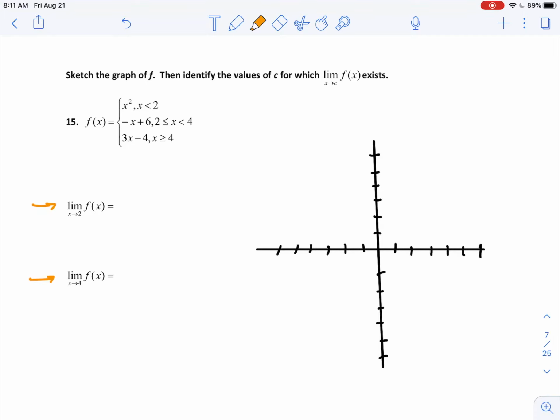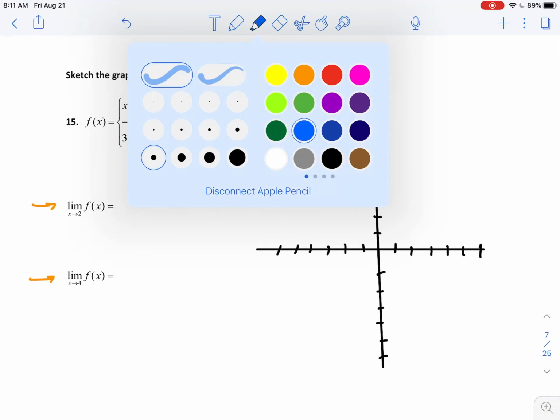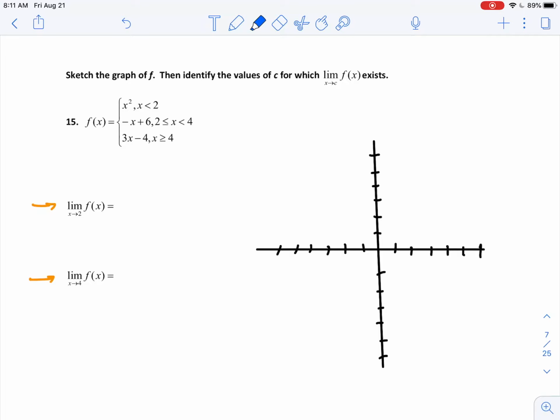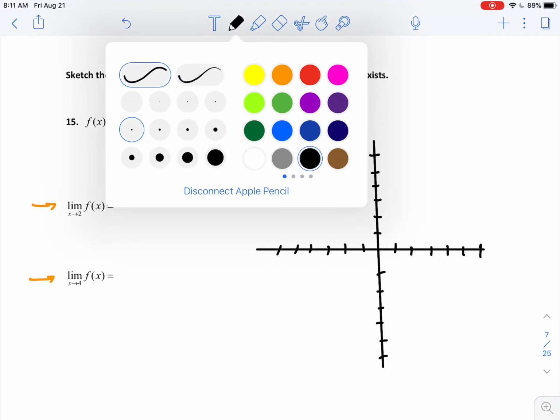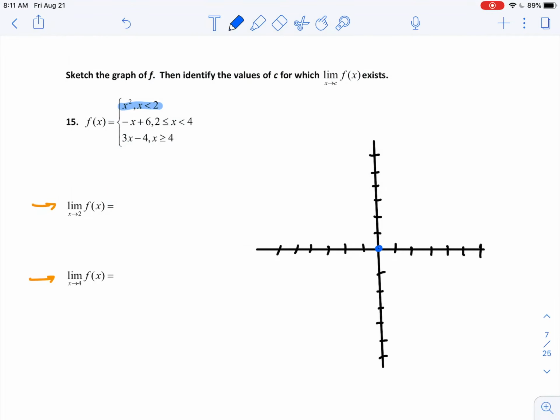Okay, this top portion, as x is less than 2, it's x squared. So we know x squared is a parabola, vertex at the origin, over 2, up 1, 2, 3, 4. So as x is less than 2, it looks like it would just be this portion of my parabola. Some of those points.